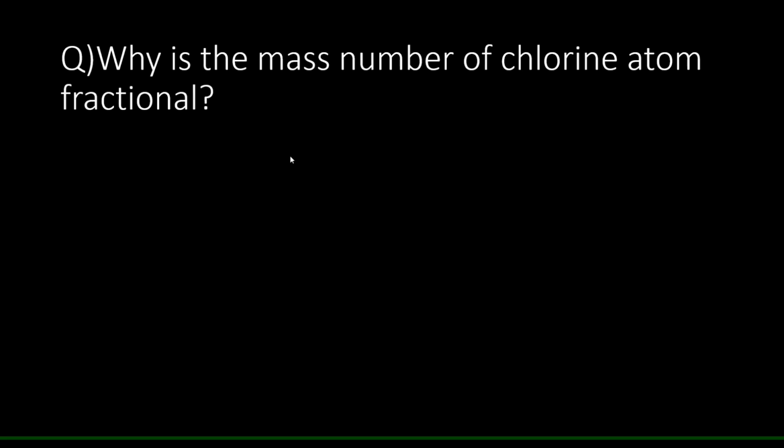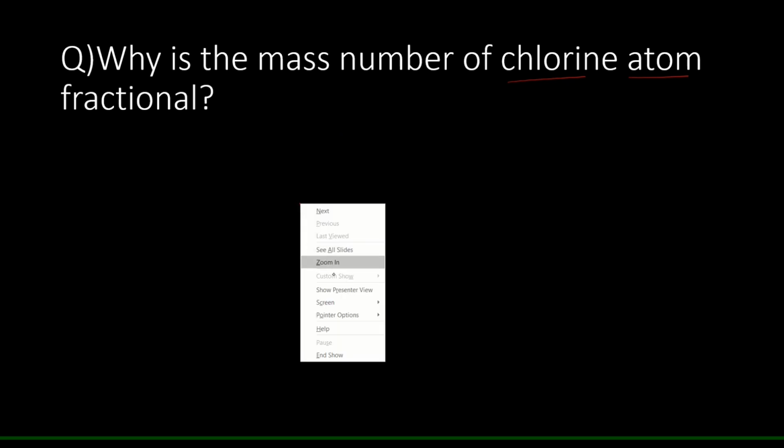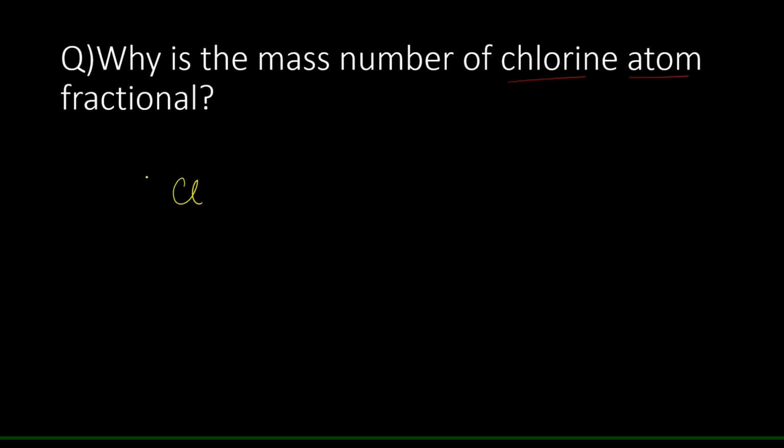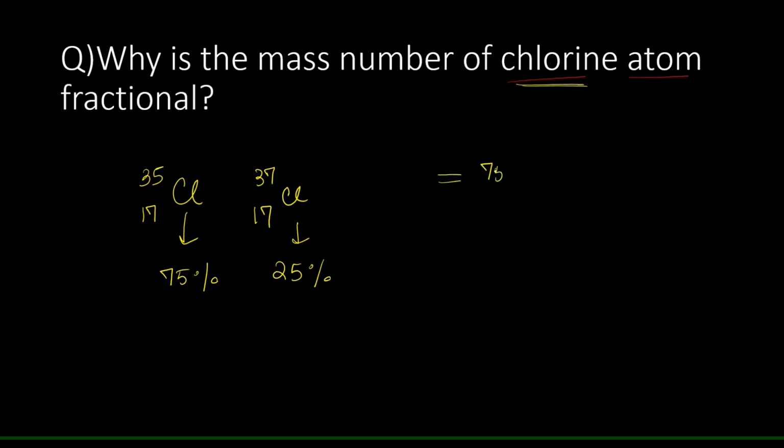Next question. Why is the mass number of the chlorine atom fractional? See, chlorine has got two isotopes. One has mass number 35, the other 37. This chlorine isotope has an abundance of almost 75% and this has 25%. In order to find the total value of these two isotopes, we have to multiply each with its abundance: 75 by 100 into 35 plus 37 into 25 by 100. This value is going to be fractional, that is equal to 35.5.